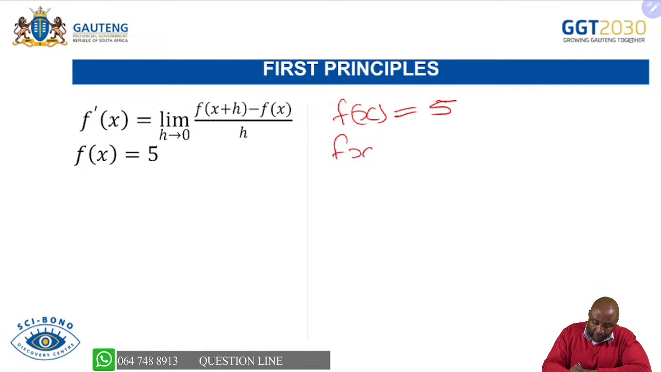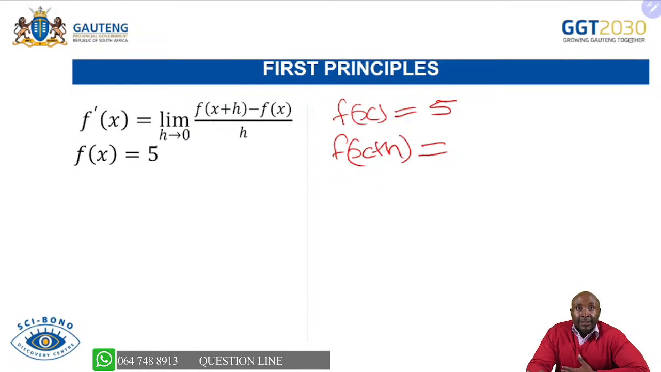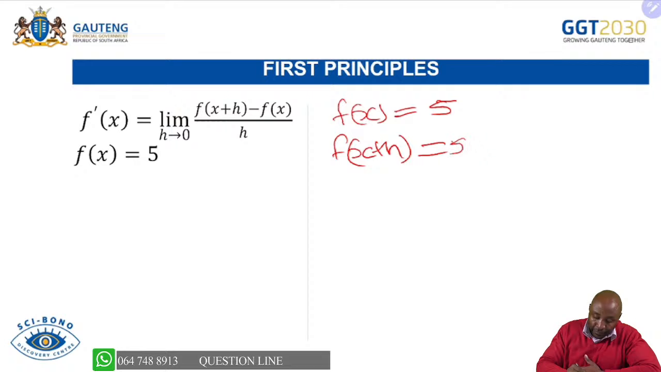Our function f of x plus h, what should I write there? We indicated we need knowledge of our functional notation or function notation. What should I write? Our function is f of x is equal to 5. What should I write as f of x plus h? I know you have decided wherever you are. You will find out that f of x plus h will also be 5.